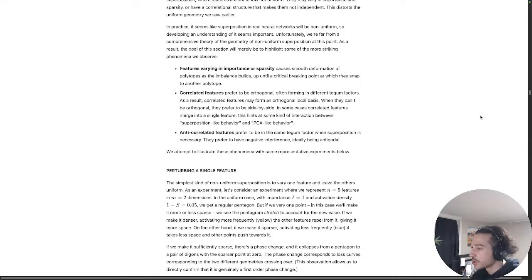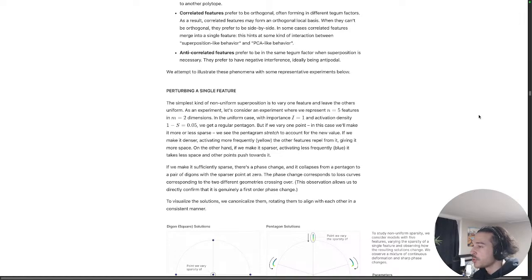Perturbing a single feature. The simplest kind of non-uniform superposition is to vary one feature and leave the others uniform. As an experiment, let's consider representing n equals 5 features in m equals 2 dimensions. In the uniform case, with importance I equals 1 and activation density 1 minus s equals 0.05, we get a regular pentagon. But if we vary one point, in this case we'll make it more or less sparse.